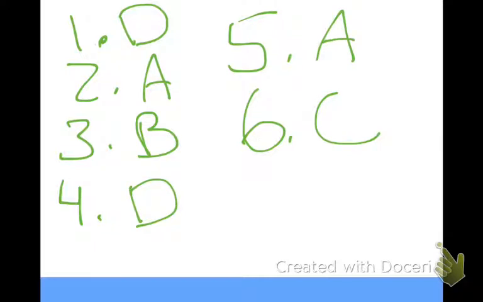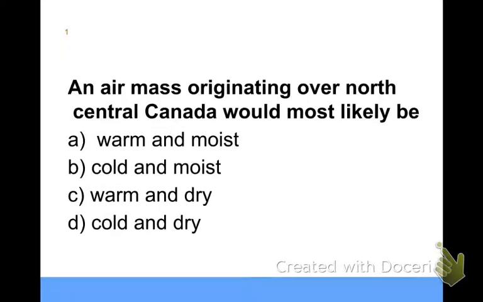C as in Collins. So here are your answers. Number 1, D, then A, B, D, A, and C. So I will let y'all pause the video so you can figure out who got the most right. So let's go over these and make sure we all understand them.